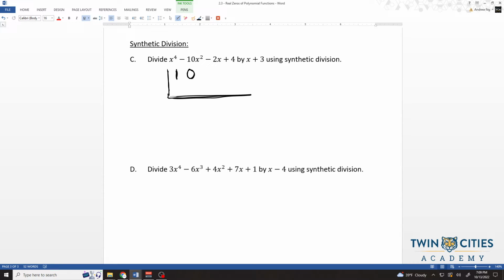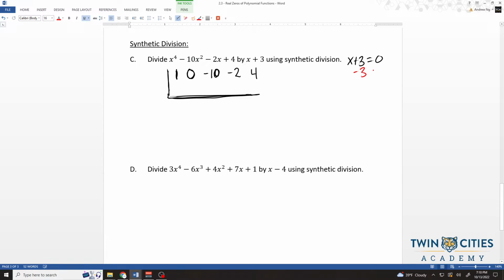Then for x squared, I've got negative 10x squared. So negative 10 for my x squareds. For x's, I've got negative 2. And then finally, at the very end, my constant is a 4. Now I'm dividing by x plus 3. What I'm going to have you do is over to the right, we're going to put x plus 3, and we're going to set this equal to 0. And solve this.